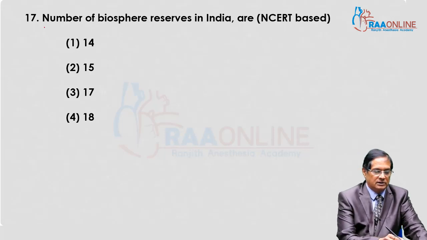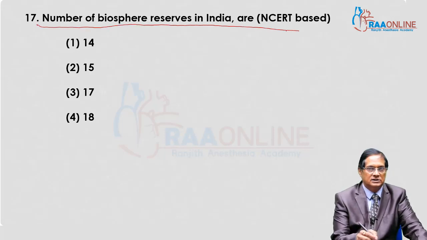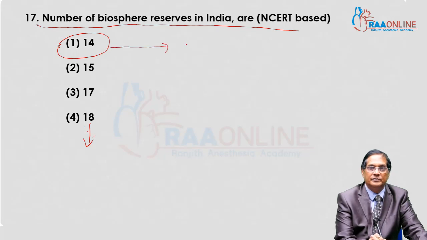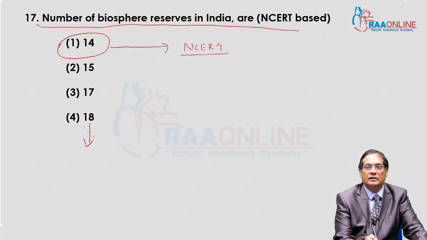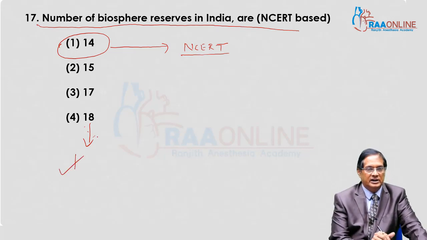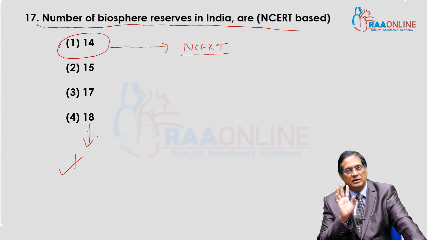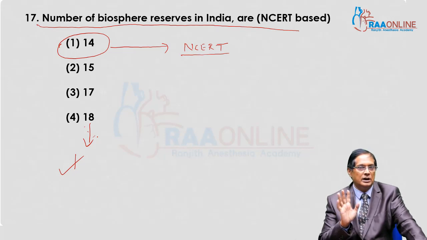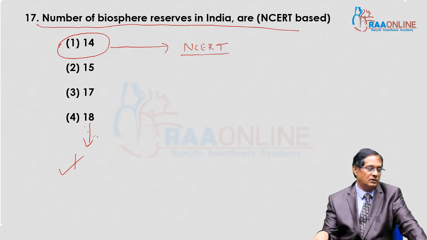Number of biosphere reserves, that is again data based. According to NCERT it is 14, but NCERT is not updated. Recent data says 18. But you should depend on NCERT for your question, because questions are generally asked at the level of NCERT. If they give 18 and 14 both, then 18 will be correct, as they are now aware of this number.